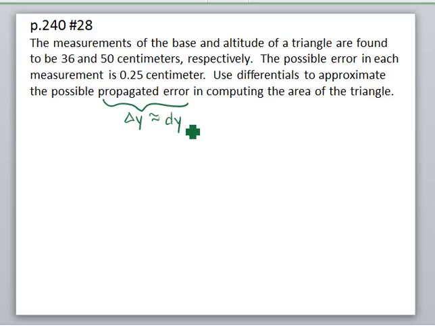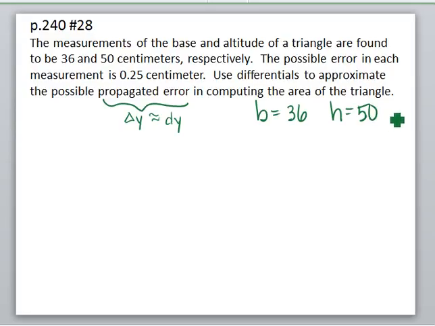The measurements of the base and altitude of a triangle are found to be 36 and 50 centimeters respectively. So what I now know is that my base is 36 and my height, my altitude, is 50.